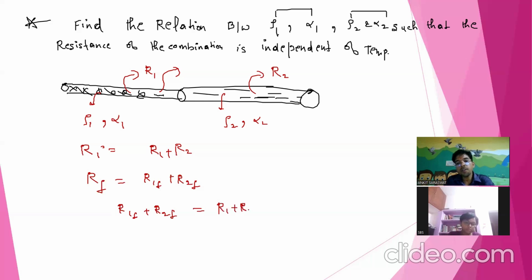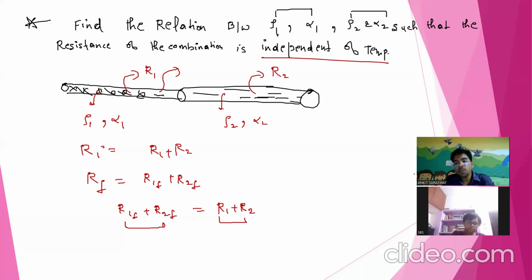Initial equal to final. Independent of temperature means, if you raise the temperature of both the wires, because alpha 1 and alpha 2 are different, R1 and R2 will change. But the initial combination resistance is equal to the final combination resistance, because they have already mentioned the resistance of the combination is independent of the temperature. Individual they are not saying. Resistance value can only be changed by the temperature, but they have already mentioned it is independent of temperature. I am not saying there is no effect on the individual resistance, but there is no effect on the equivalent resistance value.